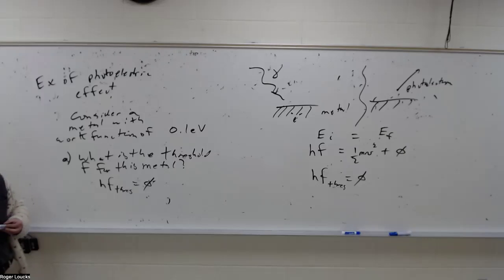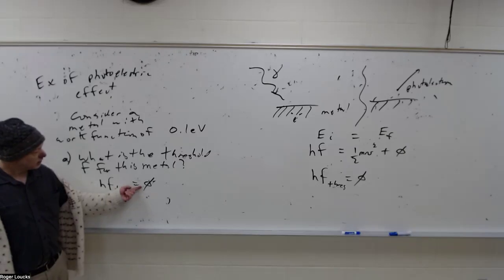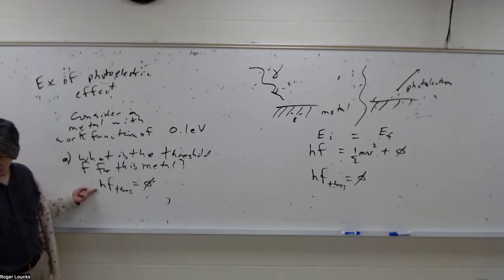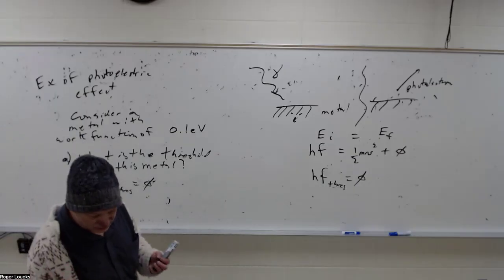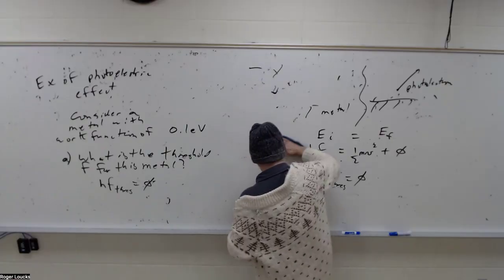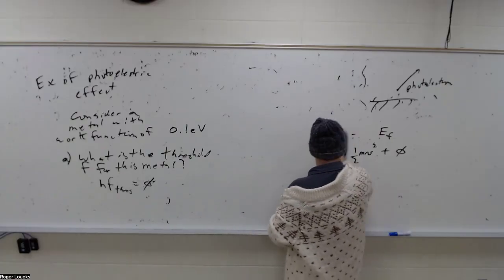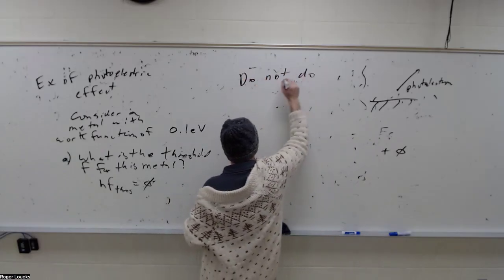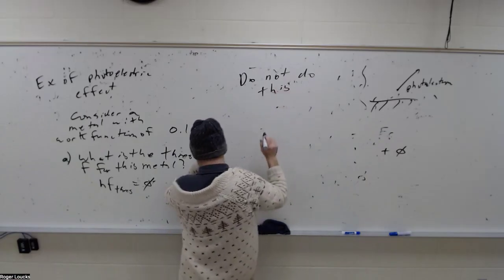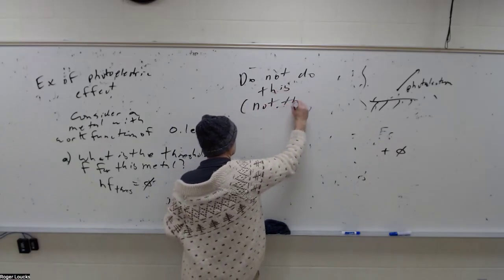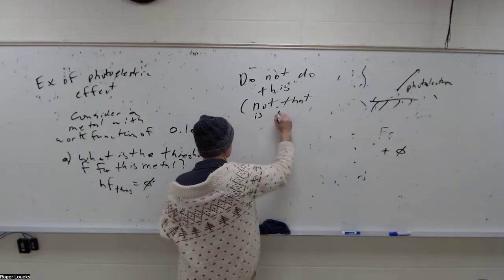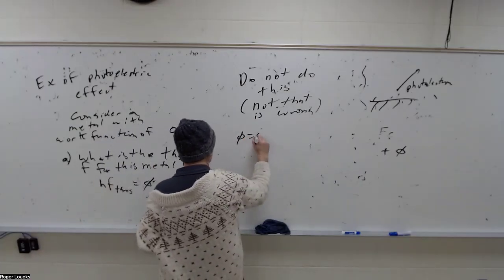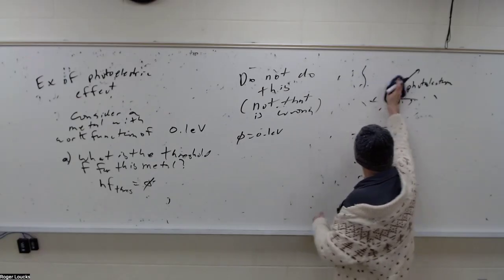Now tell me, what could I do? I could convert the phi here from electron volts to joules. I can then put it in. Let me show you what you don't do. It's not that it's wrong, it's just that it's painful. So you can say, oh, well, phi is 0.1 eV, so you convert that to joules.